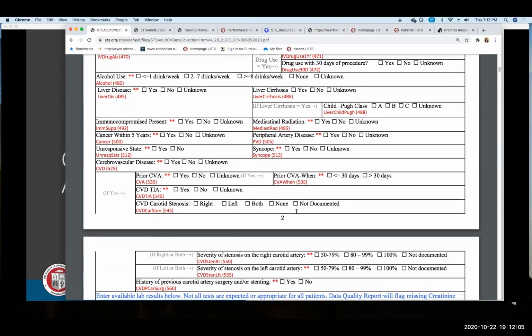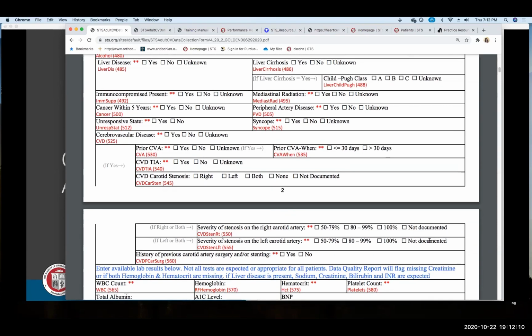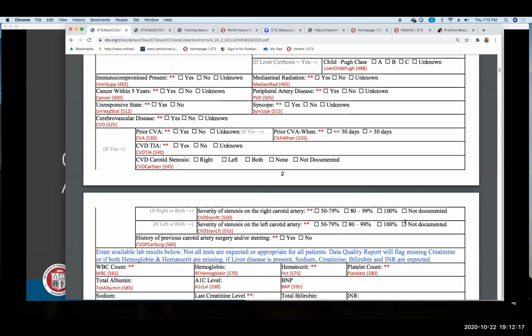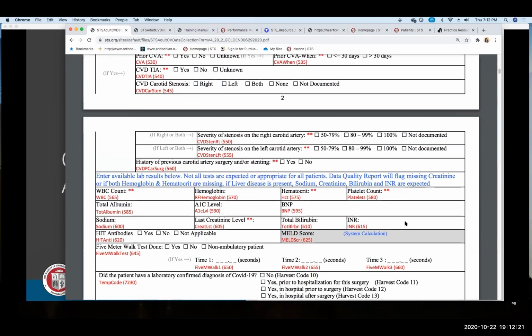And then we get into this cerebral vascular disease section, and we're looking at patients who have had prior CVAs, when those CVAs were, and the stenosis of any arteries, and if those patients have had prior carotid stenting or surgery. We collect your basic labs.